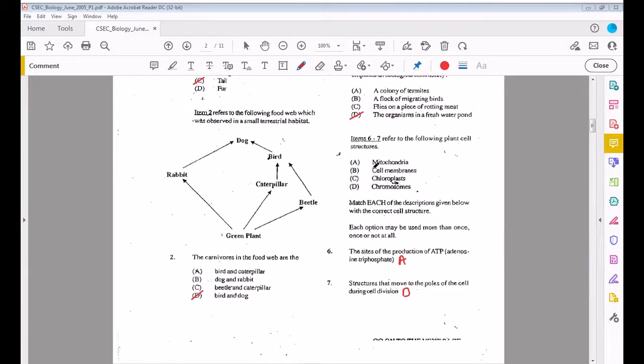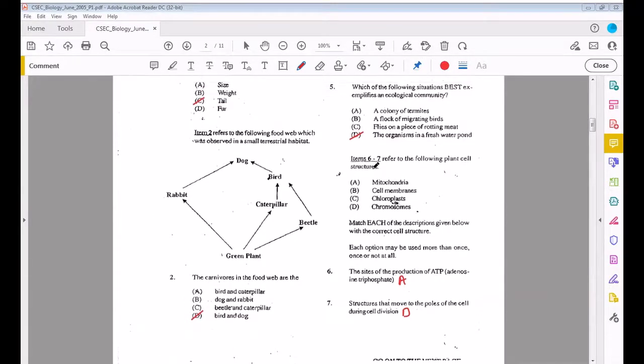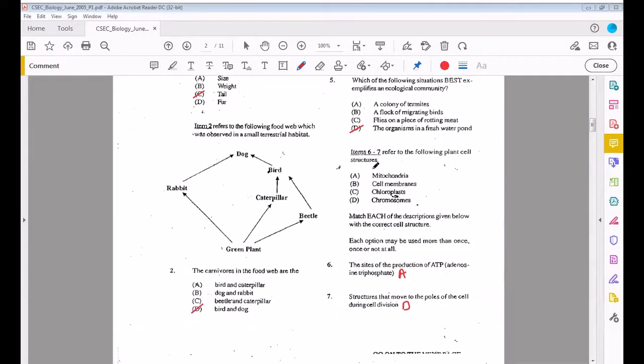The reason why that would be the answer, so I was going to skip the explanation, but I'll just explain it. They want to know the community, but all the others specified a particular organism. All they said for D is the organisms. So organisms could be any of the plants, any of the animals that are there.